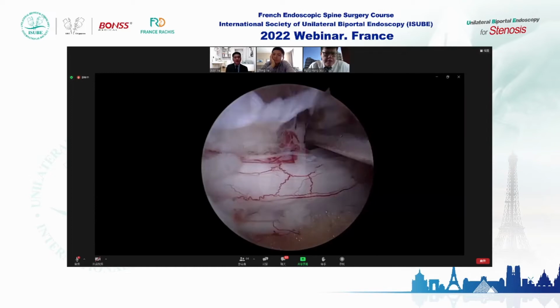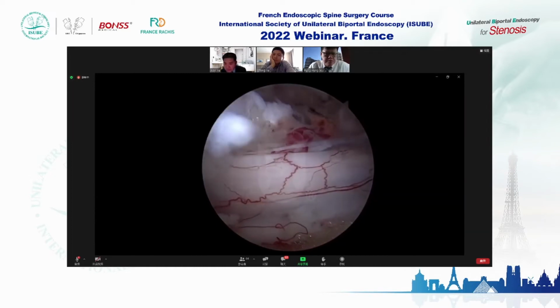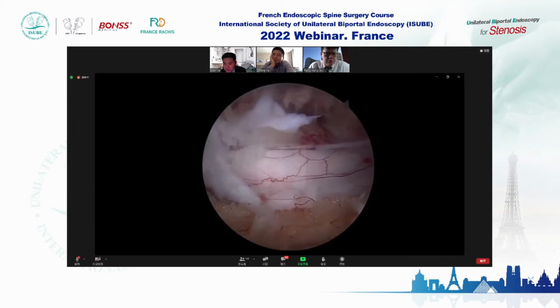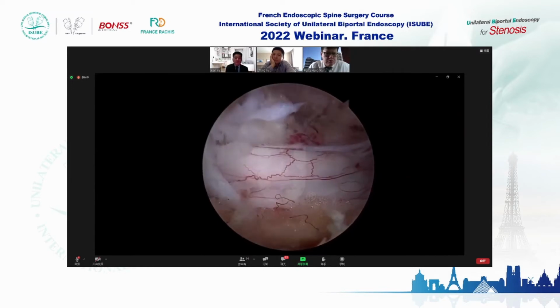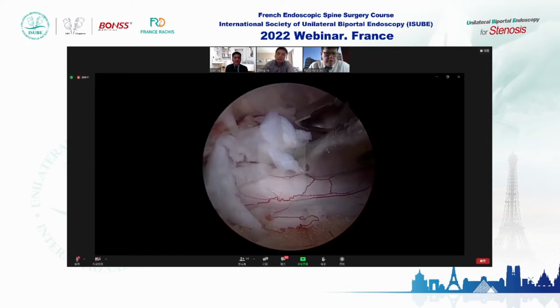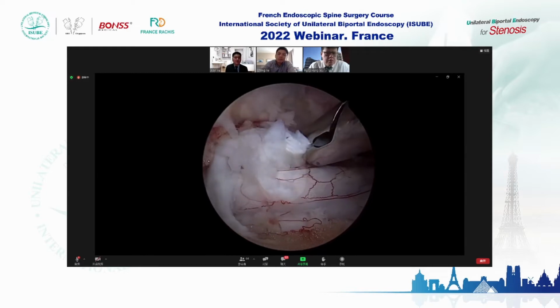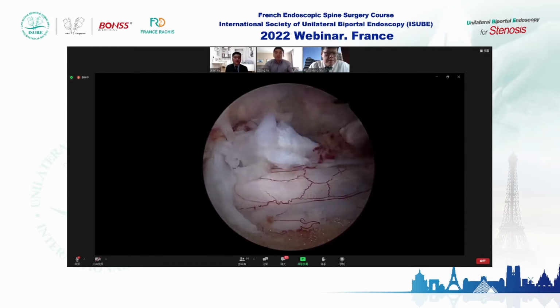We are very lucky. We will remove the disc fragment totally. Maybe the last one is disc herniation in the foraminal area, the upper part of the disc fragment.